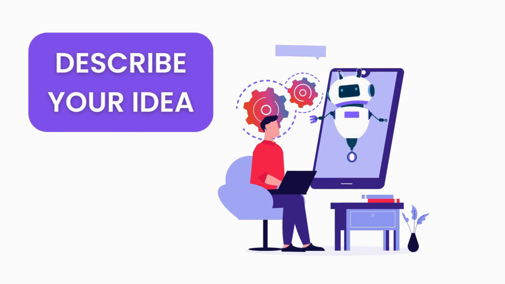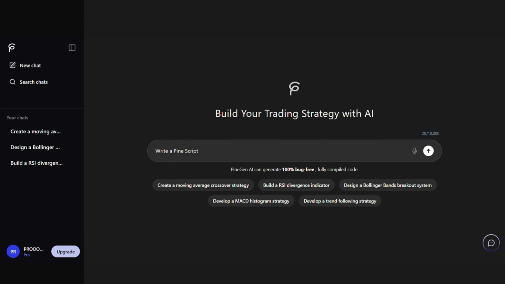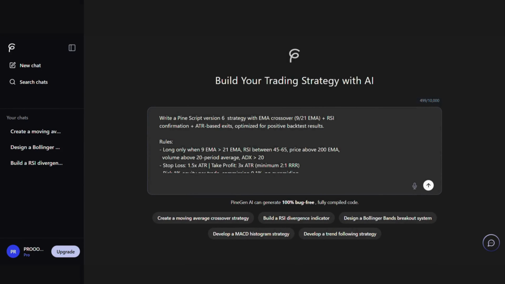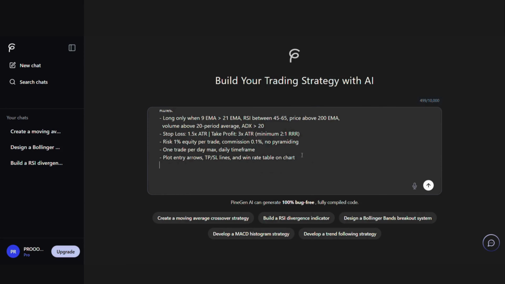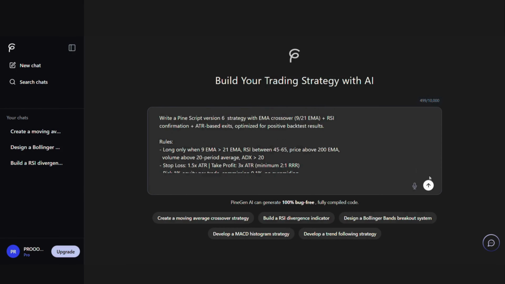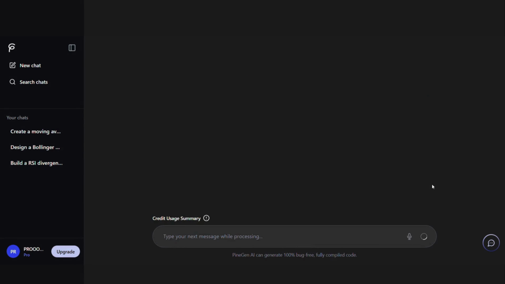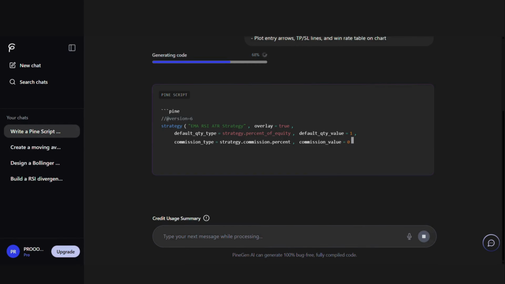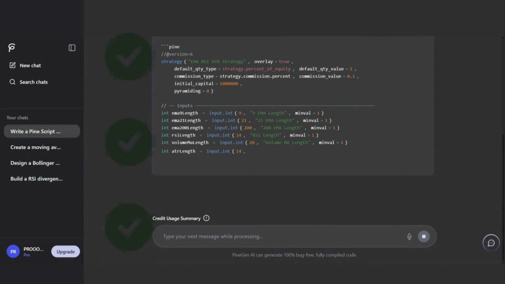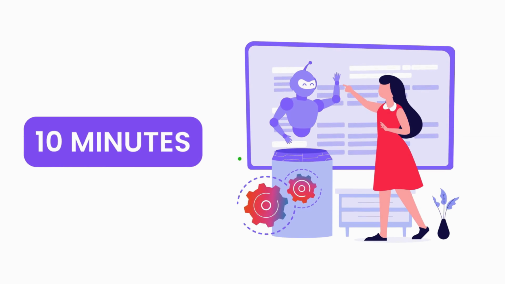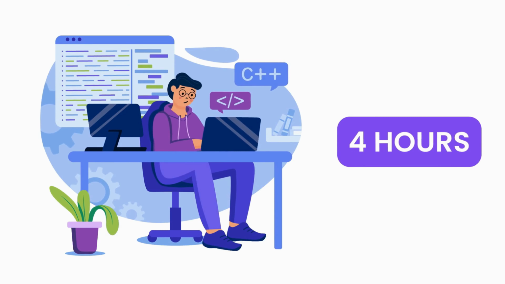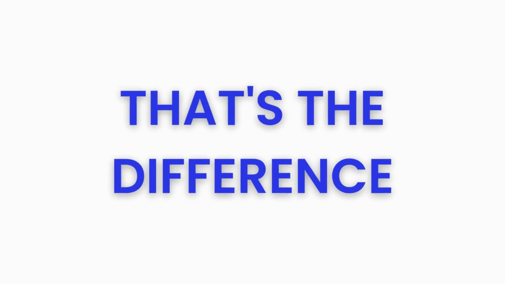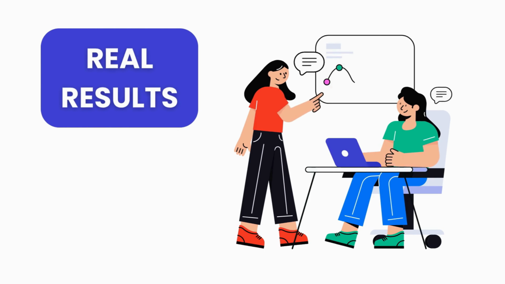Or you describe what you need. Write a Pinescript version 6 strategy with EMA crossover, 9/21 EMA, plus RSI confirmation, plus ATR-based exits, optimized for positive backtest results with following rules. Hit generate. Get complete structured Pinescript version 6 code in 30 seconds. Already includes session logic, multi-timeframe confirmation, risk management. The code is perfect. You spend 10 minutes refining entry logic instead of 4 hours building from scratch. That's the difference. Let me show you real results.